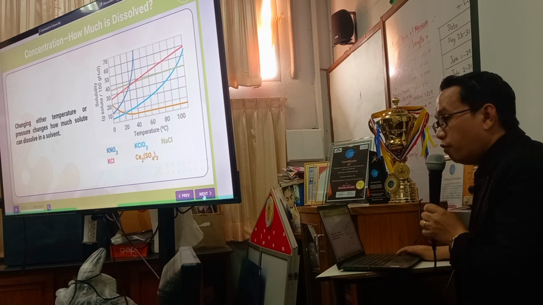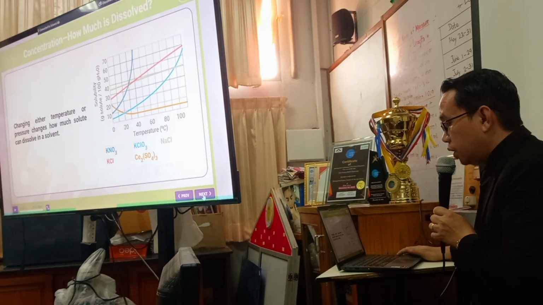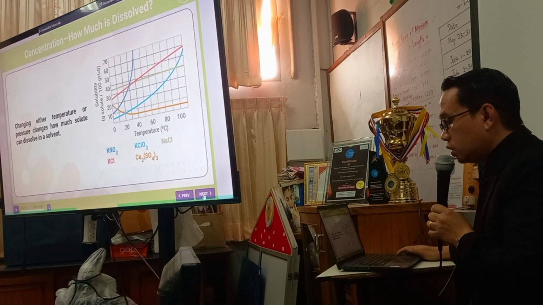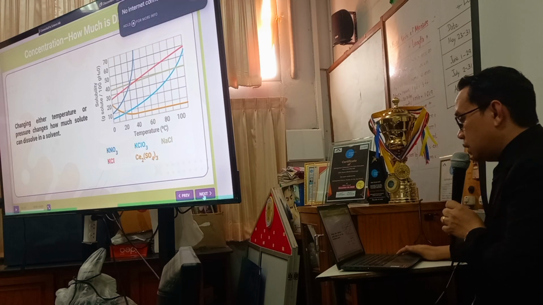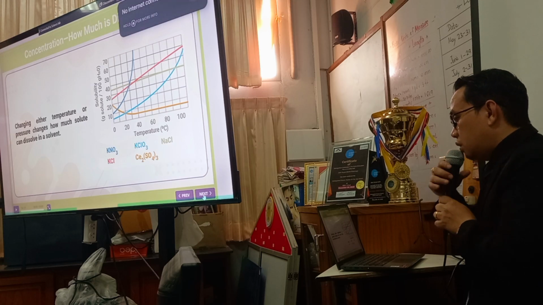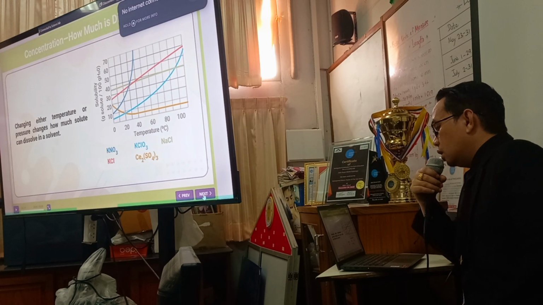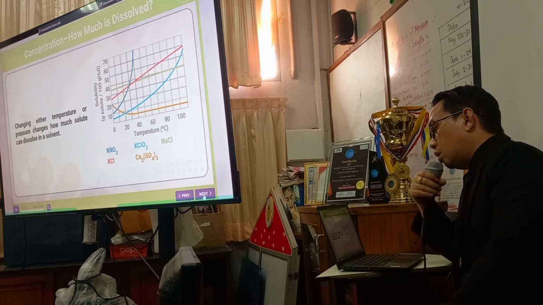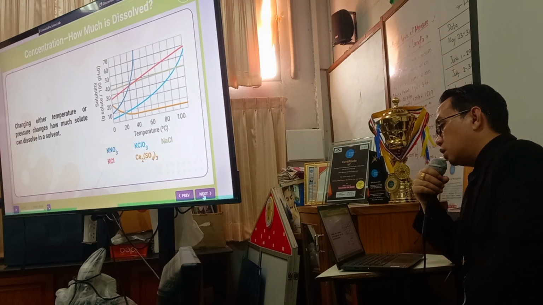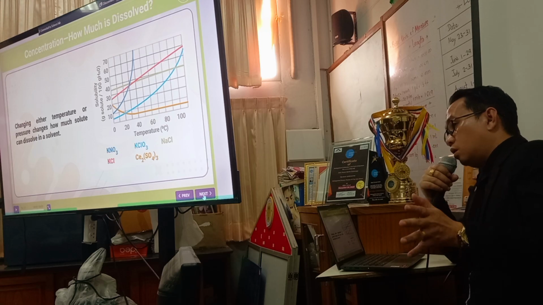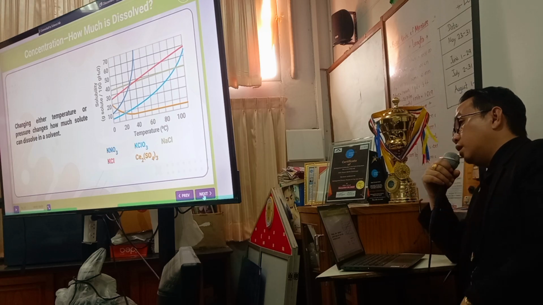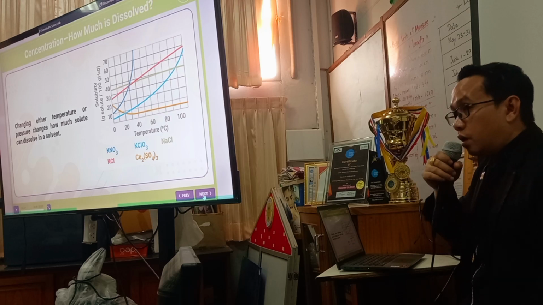So this is how fast or how slow the solute can dissolve in a solvent, okay? So the solubility is measured by grams of solute, okay, 10 grams, 20 grams, or 70 or 100 grams, then the temperature from 0 to 100 degrees Celsius, okay? This also matters. It depends on the substance that we're going to use.